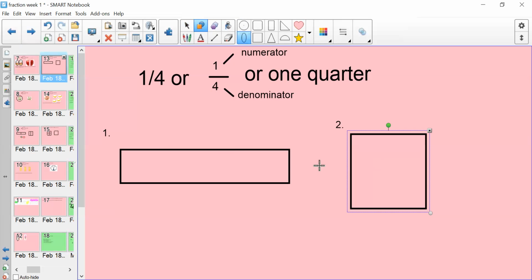So these 2 shapes have not been split up at the moment. So I'd like you to draw them in your books and then split them into quarters. So pause the video and do that now.